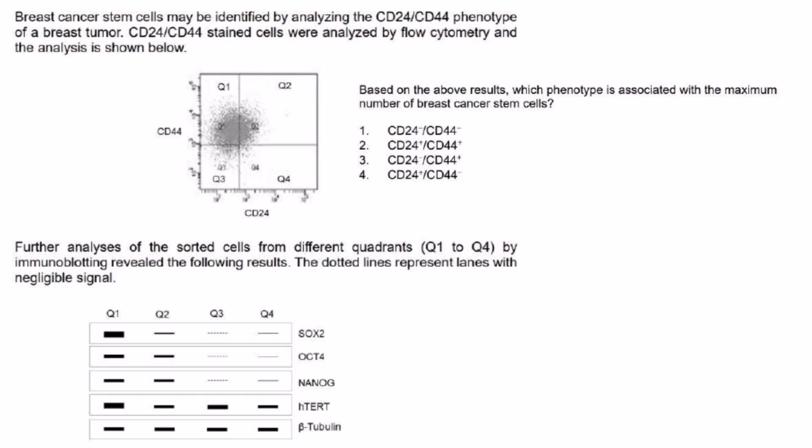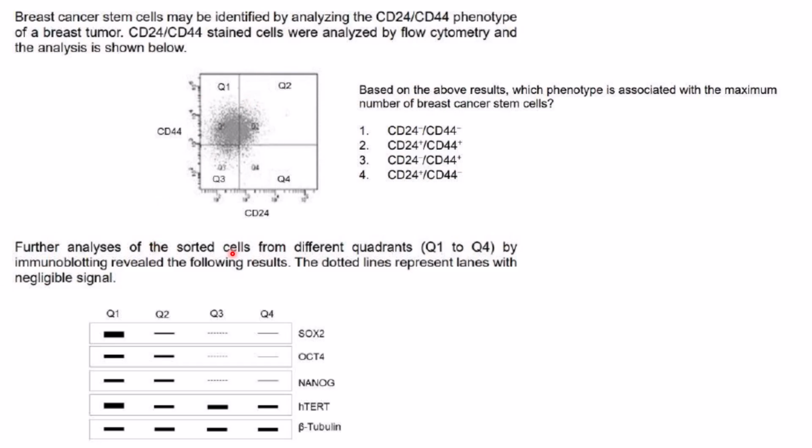Then this is the flow cytometry data, and I have explained that in the morning shift also. When I was talking about flow cytometry data analysis, I told you that each quadrant will have a negative or positive value, or both positive or both negative values for the x and y axis. I will tell you that when I am discussing this question. Breast cancer cells may be identified by analyzing the CD24-CD44 phenotype of a breast tumor. CD24-CD44 stained cells were analyzed by flow cytometry, and the analysis is shown below. So this is what they got.